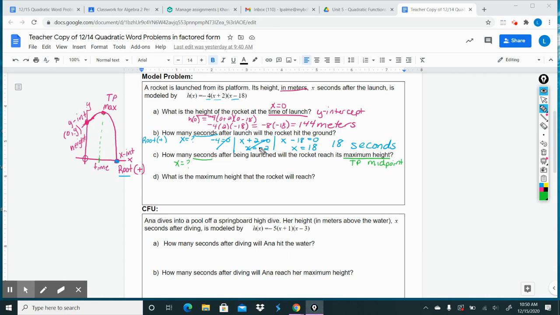So we're going to take our -2 and our 18 that we found from our roots. To find x, we would take -2, add 18, and divide that by 2, because we're trying to find our halfway point. So -2 plus 18 is 16, divided by 2. 16 divided by 2 is 8. So it would take the rocket 8 seconds in the air to reach its maximum height. Again, we're finding our midpoint, which is the x value of our turning point.